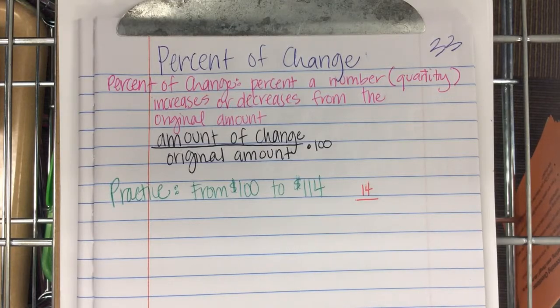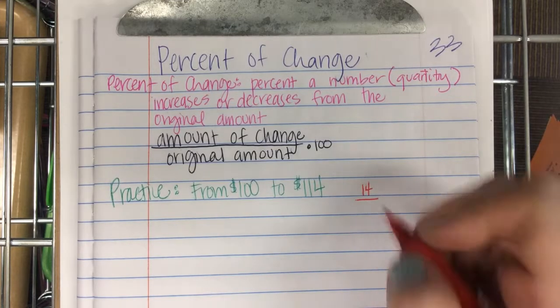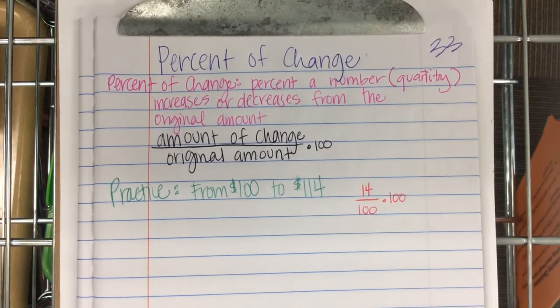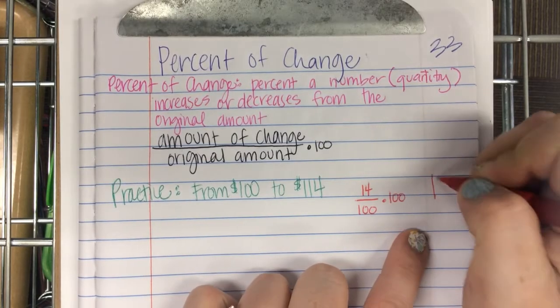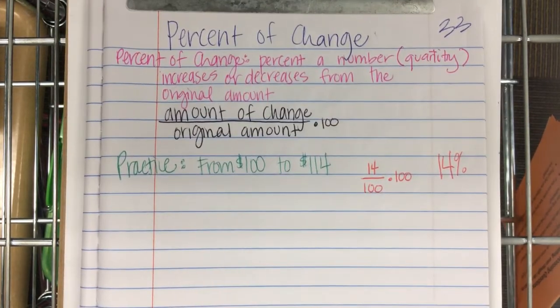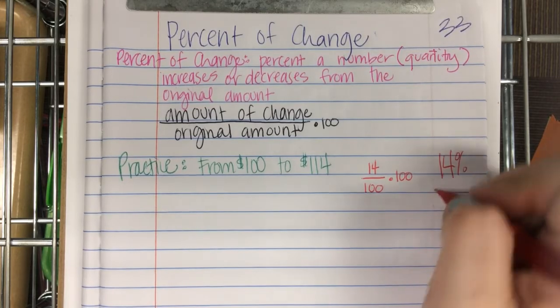Over the original amount, which was 100, times 100. But there's no percent. We have to put it on there. That's what the times 100 does. So every time we do times 100. So what is it? 14 divided by 100 times 100 is 14. 14%. Now we're not done. It's a 14% what? Increase.